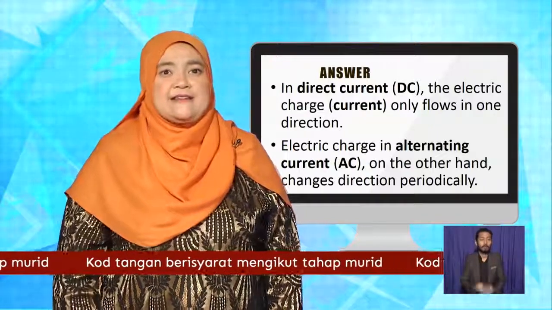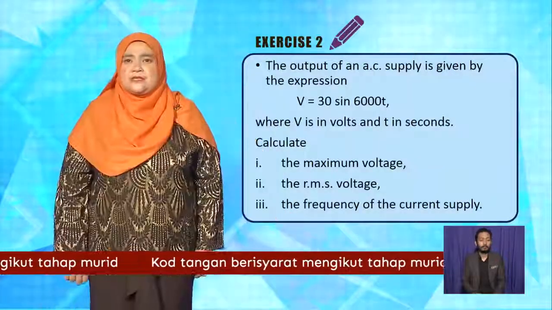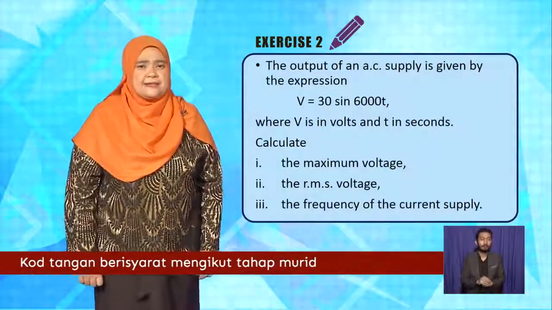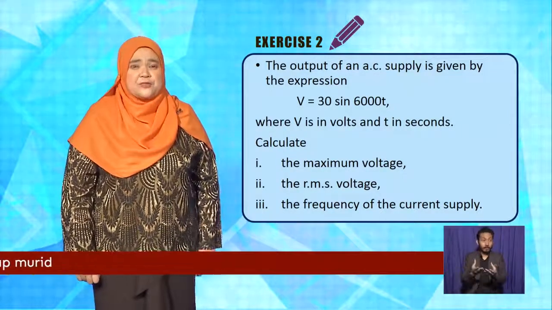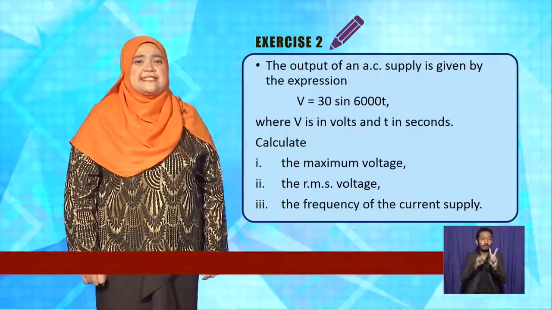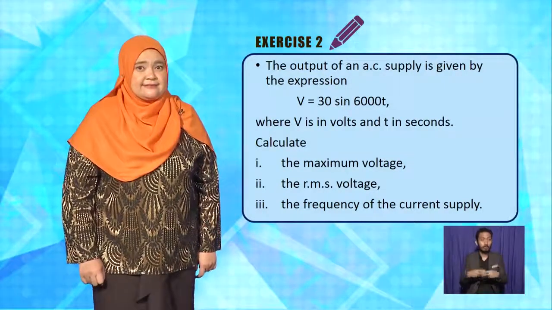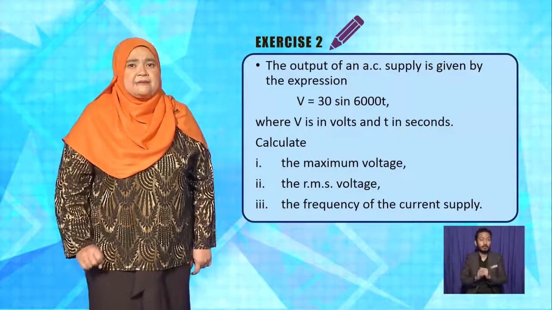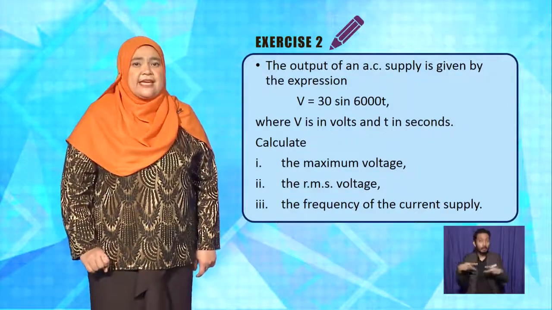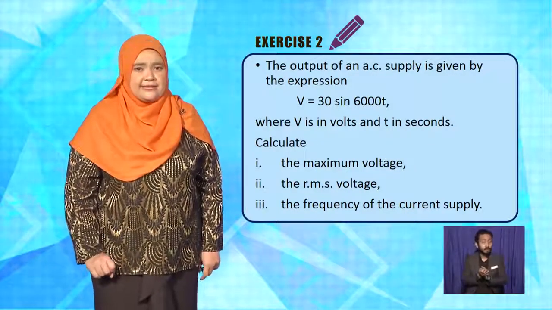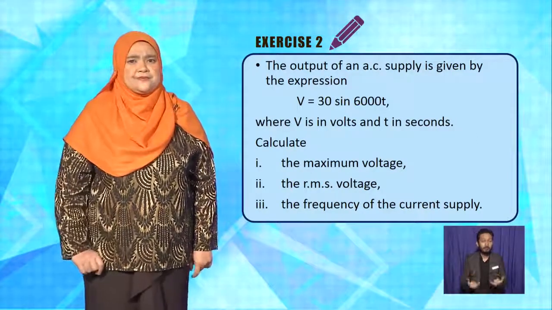Now, we will look at another example. Exercise 2. The output of an AC supply is given by the expression V equals 30 sine 6000 t, where V is in volts and t is in seconds. Calculate the maximum voltage, the RMS voltage, and the frequency of the current supply. Now, try to solve the question.